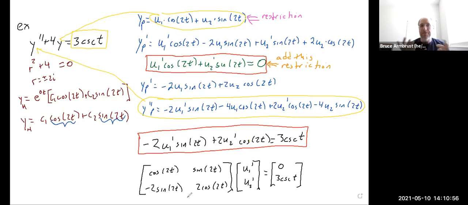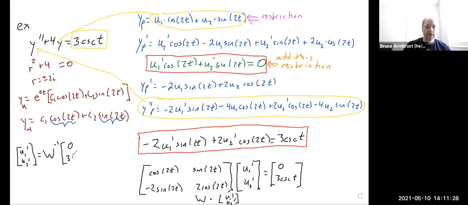All right, so the Wronskian matrix is back. Regardless, this now gives us a way to solve for this, right? I'm going to call that matrix W for Wronskian. So now what we need is just the inverse. So we're going to get that u1 prime, u2 prime is going to equal the inverse of the Wronskian times 0, 3 cosecant t.